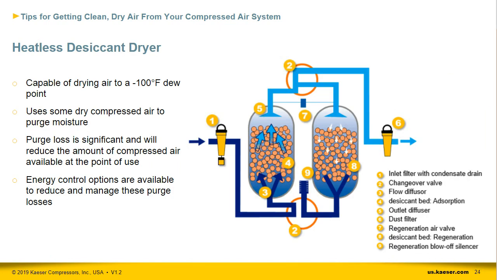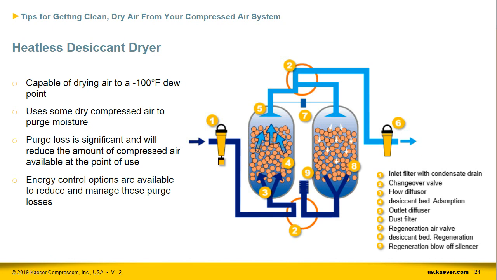The first type of desiccant dryer we'll look at is the heatless desiccant dryer, which is capable of drying air to a minus 100 degree Fahrenheit dew point. These variants use a percentage of the dry, compressed air, typically about 15 to 20% of the rated capacity of the dryer itself, to remove moisture from the system.